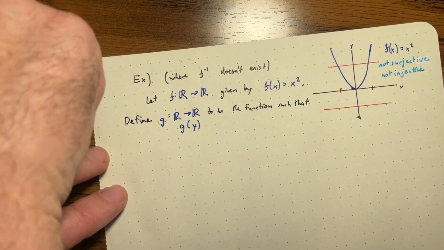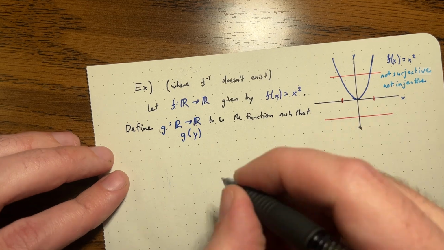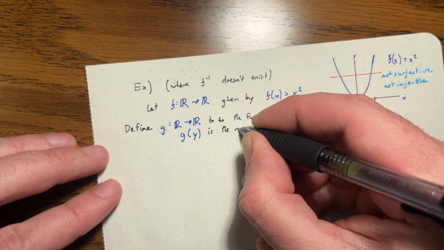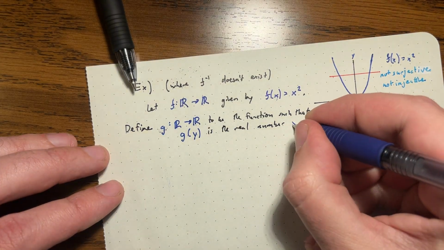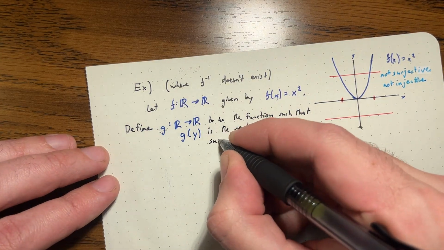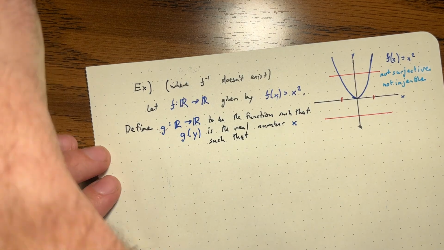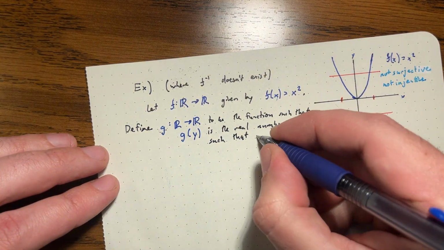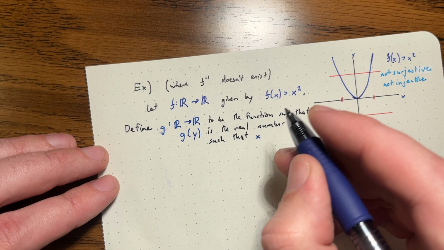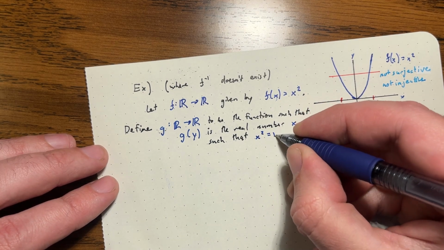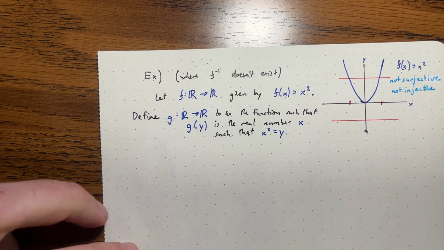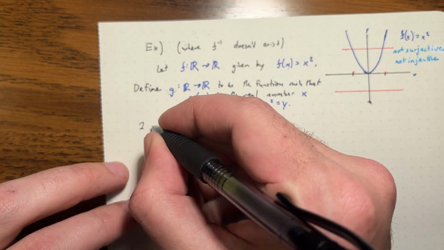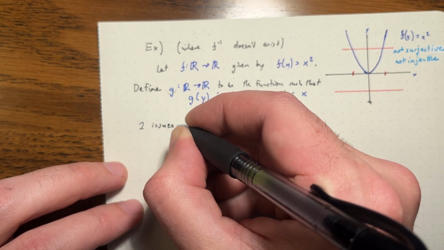So I'm starting with a y. So g of y is the real number. It's defined to be the real number x such that x squared is y. Okay, I'm just trying to reverse this definition. So I'm saying, given an output to this, give me the input such that x squared is y. Okay, so here's my attempt at an inverse function. Turns out this has some issues. So there are 2 issues, maybe even more than 2.